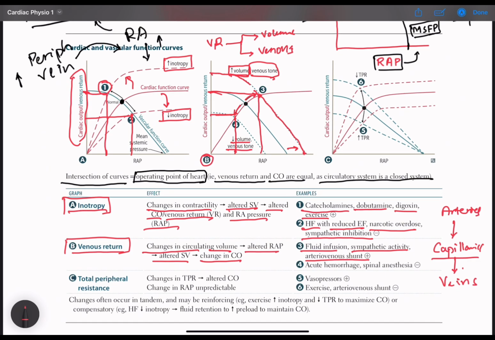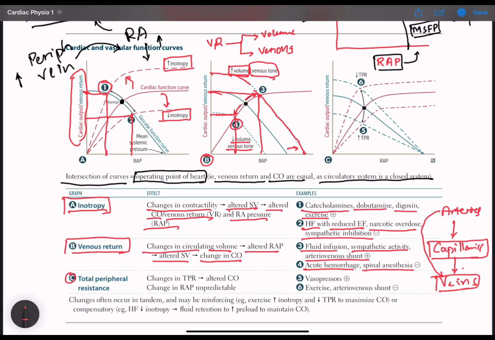So blood is pooled within the capillary system, and arterioles function as the regulator. But if we have an arteriovenous shunt, the blood bypasses the capillary system, and we have an increased volume of blood within the venous system, or in other words, increased venous return. And if you look at the fourth one, the left shift of the venous return curve, which can occur in acute hemorrhage or spinal anesthesia, this leads to decreased tone of the venous system.